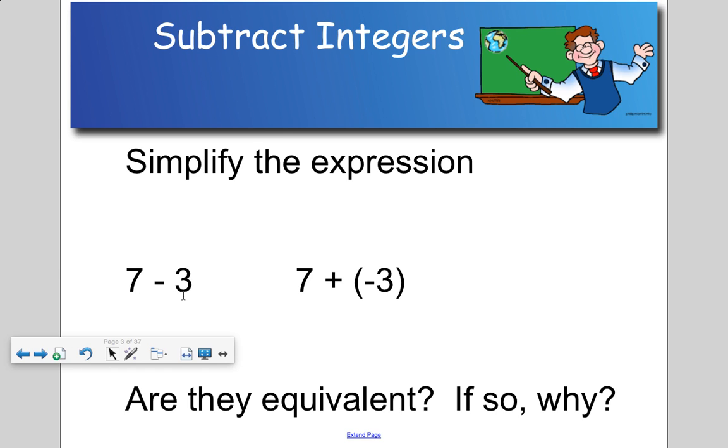So let's start with the very first one. 7 minus 3 is 4. The equivalent addition expression is 7 plus negative 3, which is also 4. Are they equivalent? Yes, they are. Because I draw 7 positives, I draw 3 negatives, I cancel out. What do I have left? 4 positive. So by the end of this lesson, we are going to be able to rewrite the subtraction expression as an addition expression.